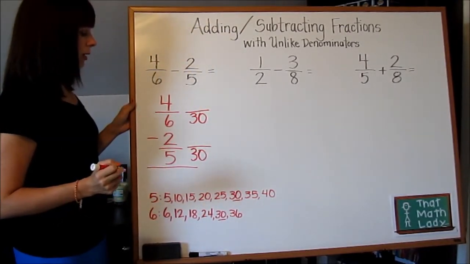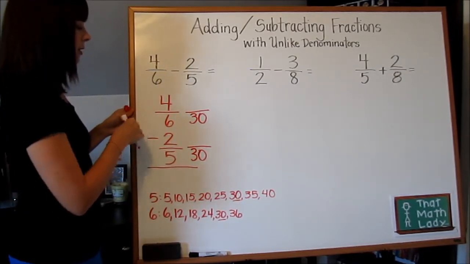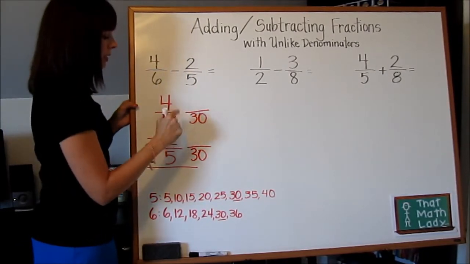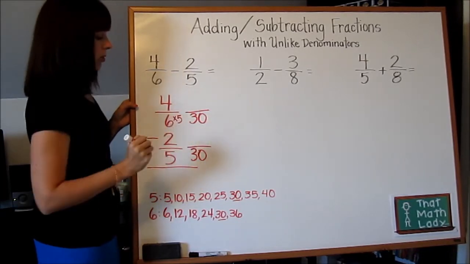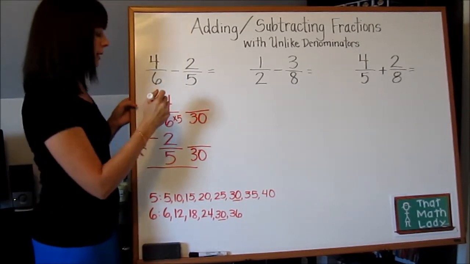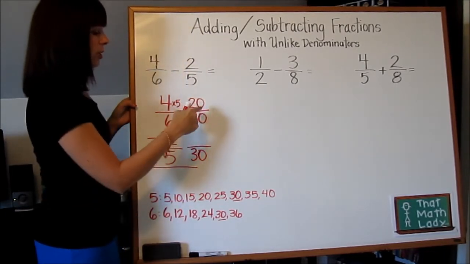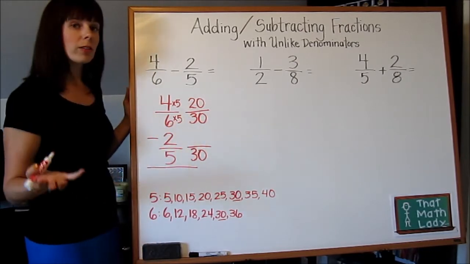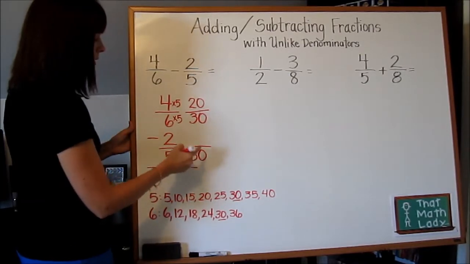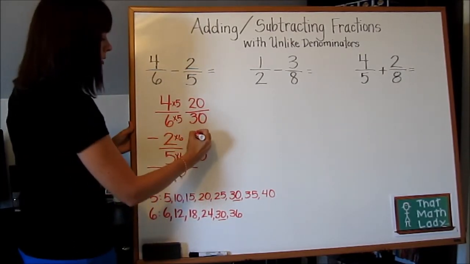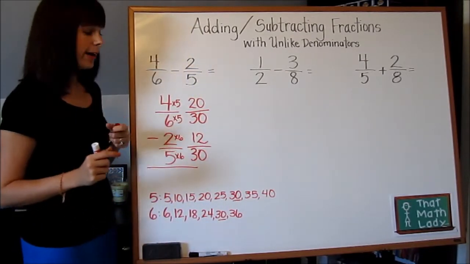Okay? Next, I'm going to find my equivalent fractions, and I'll start with 4/6 here. What did I multiply 6 by to get 30? Well, I multiplied it by 5. So I'm going to do the exact same thing to my numerator as I do to my denominator. So 4 times 5 equals 20. So 20/30 and 4/6 are equivalent fractions. And I'm going to do the same thing down here. 5 times 6 equals 30, so 2 times 6 equals 12. So 12/30 and 2/5 are equivalent fractions.